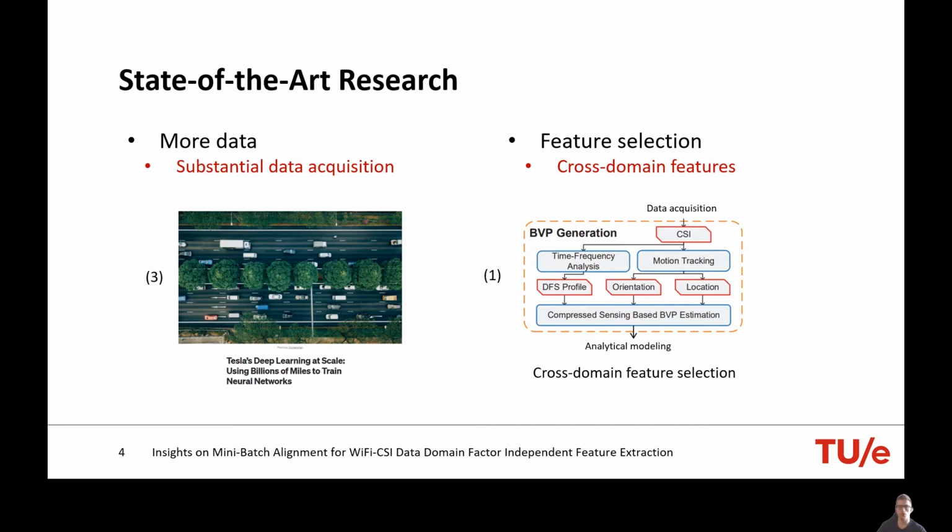However, the problem with feature selection is that it requires a lot of domain expert knowledge. And it has been shown that if deep learning models are complex enough and they have enough expressive power, deep learning models can actually outperform these type of features.